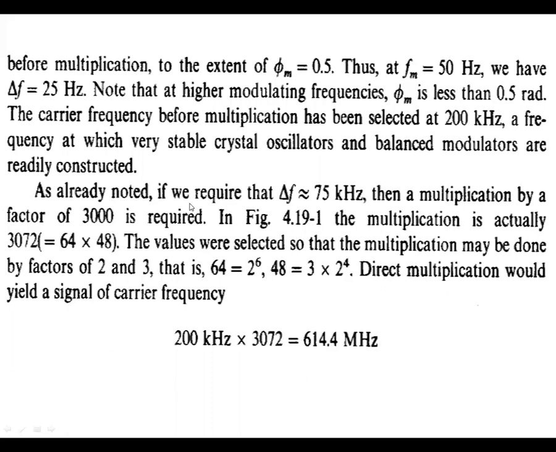As already noted, if you require a del F of 75 kHz, then the multiplication factor required is 3000 only. See in the figure that is shown. The multiplication is actually 3072. What is that value? 64 into 48. The values are selected so that the multiplication may be done by factors of 2 and 3.